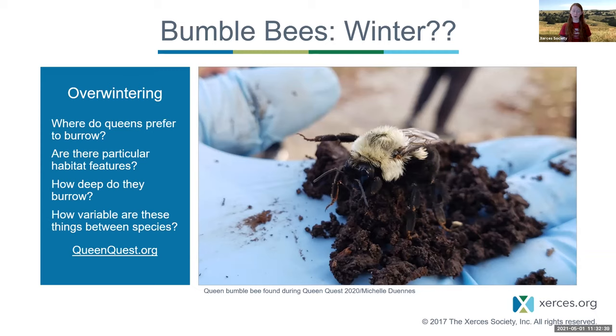If the queen doesn't survive through the winter, that means there's no colony that's going to be produced the following year. And it's amazing that we don't know very much about this stage, considering that it's about half of the life cycle when you think that they overwinter from October through April or so. Like, that's a large chunk of time. So the more we can learn about this phase, the much better we'll be able to support bumblebees.